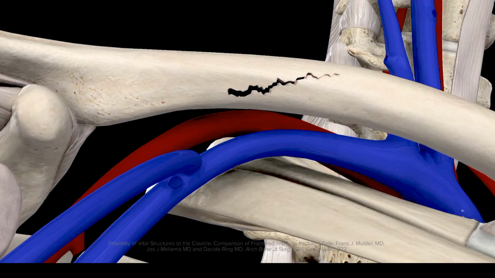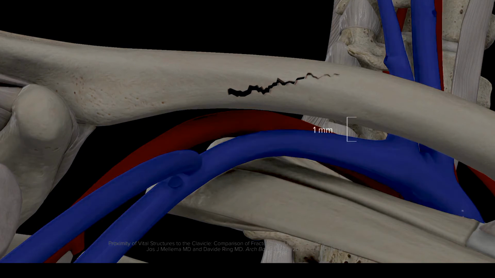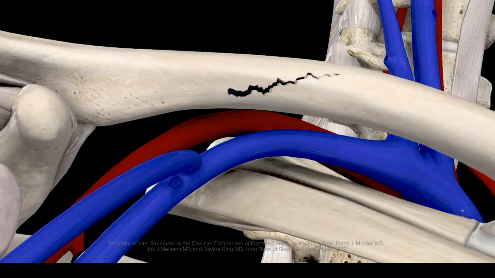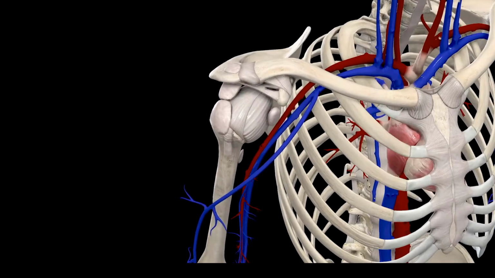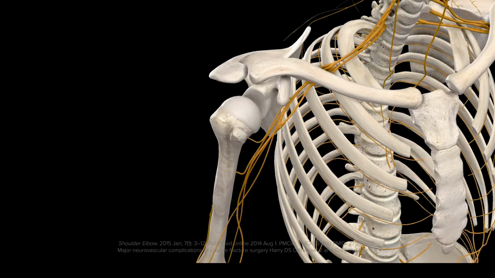Studies using CT scan to assess the proximity of these vessels to the fracture have shown that the vein can be as close as 1 millimeter from the clavicle at the middle third, and the artery can sit around 4 millimeters to 5 millimeters from the clavicle. This distance can change with arm position, as well as the type and location of the fracture. The vessels actually sit closer to the clavicle prior to fracture, and the spatial relationship grows after fracture, but the risk of injury is still always present.